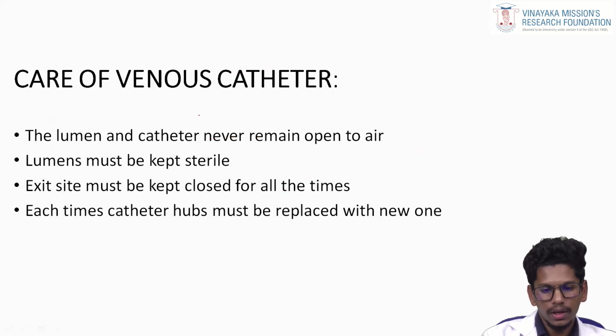Next, what is the care for a venous catheter? The lumen and catheter should never remain open to air, never be exposed to air. Lumens must be kept sterile, and exit sites must be kept closed at all times. Each time, the catheter hubs must be replaced with a new one.